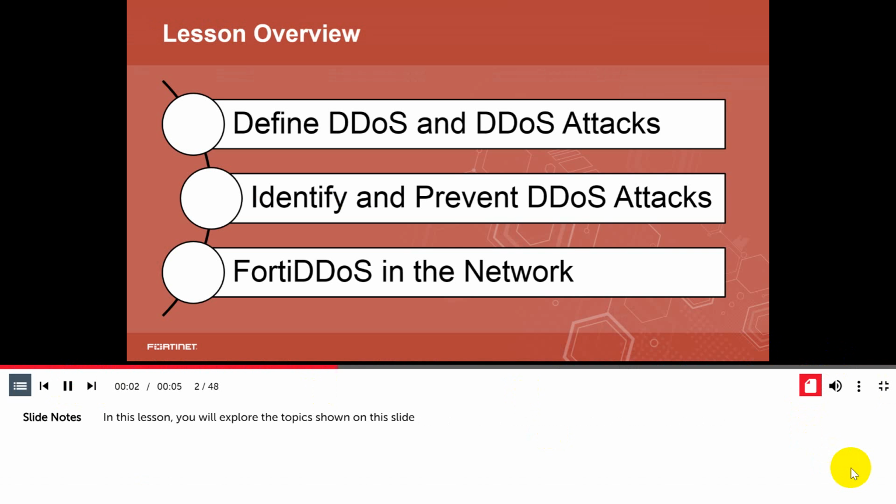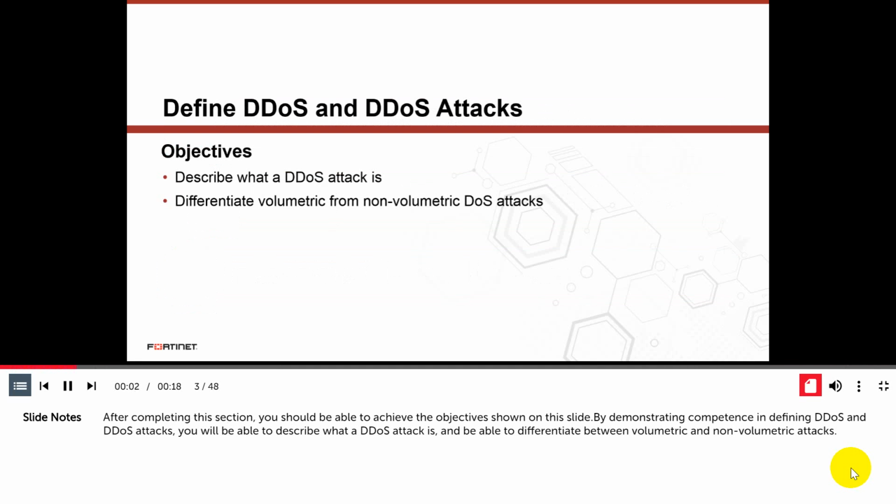In this lesson, you will explore the topic shown on this slide. After completing this section, you should be able to achieve the objectives shown on this slide. By demonstrating competence in defining DDoS and DDoS attacks, you will be able to describe what a DDoS attack is and be able to differentiate between volumetric and non-volumetric attacks.